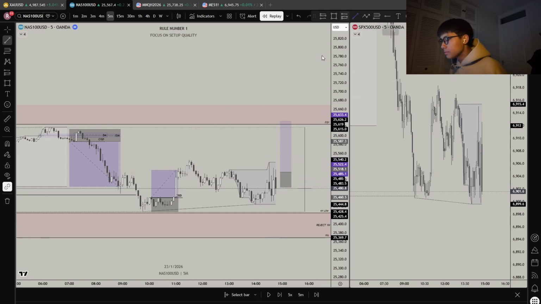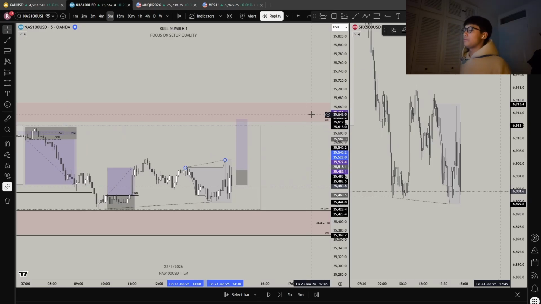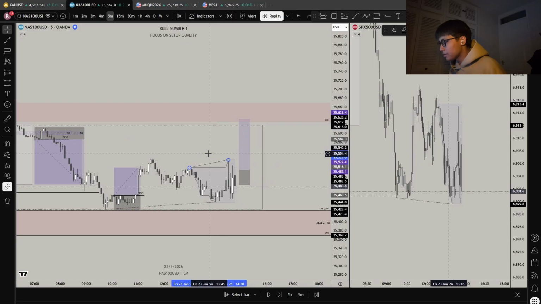It was this, yet another bullish SMT. Like, how can the market tell us that it wants to go more bullish than what it's telling us? It's actually crazy.